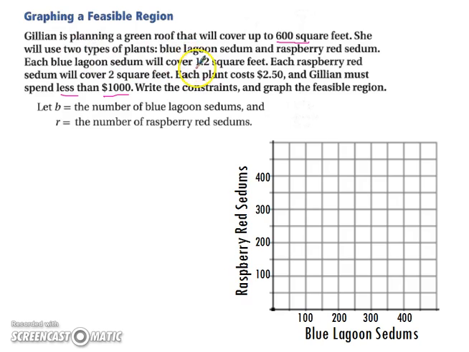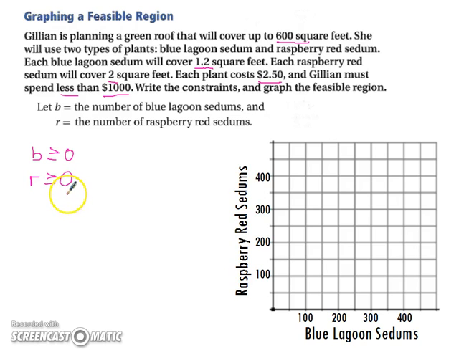So we have each Blue Lagoon, it covers 1.2 square feet, and the Raspberry Red covers 2, and each plant costs $2.50. We can start with the fact that we can't plant less than 0 plants. We can't plant -1 Blue Lagoons. So B has to be greater than or equal to 0, and so does R. So those are our first two constraints.